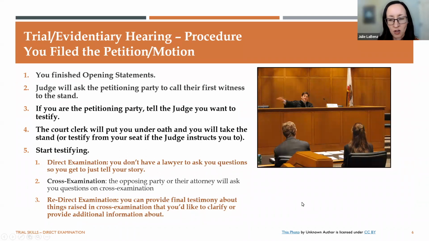So if you were the one that filed the petition or the motion that's proceeding to the hearing or trial, you do your opening statements. Now the judge is going to turn to you and ask you to call your first witness to the stand. If you want to be your first witness and you want to testify, you would just tell the judge, "Judge, I'd like to testify," or "I call myself to the stand." Either way is fine, but you want to tell the judge you are your first witness. At that point, you'll be put under oath. The court clerk will swear you in. You swear to tell the truth, nothing but the truth, so help you God. And then you take the stand.